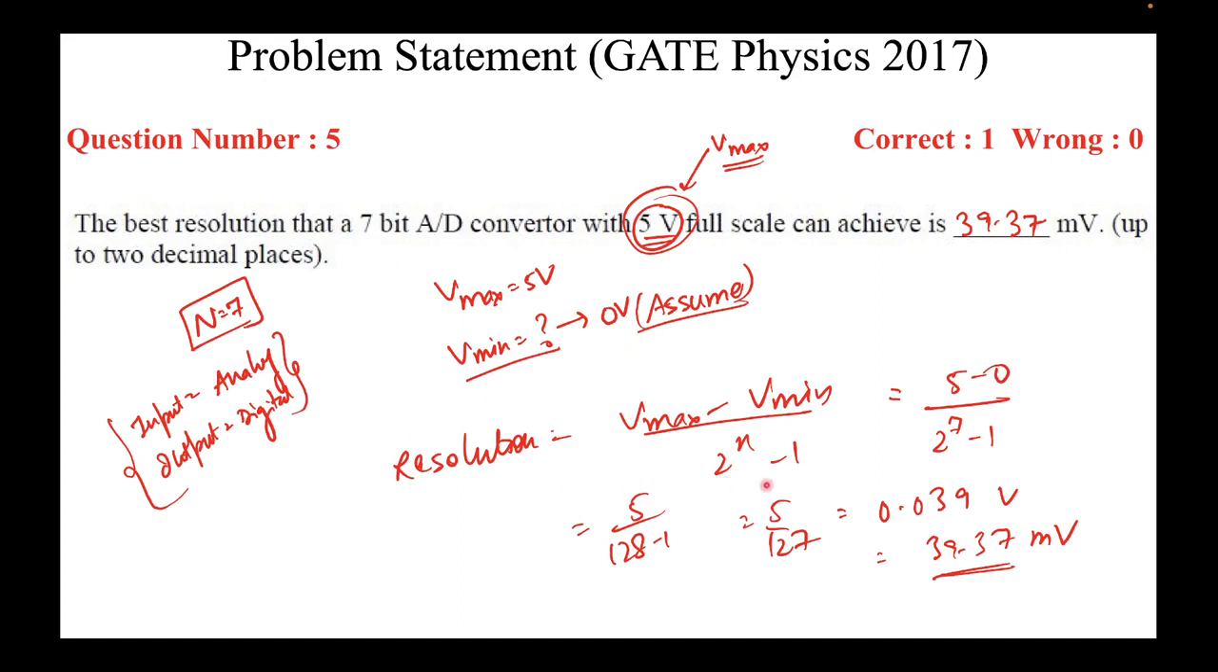Here is the formula for resolution. Now you put the value of V max as 5, V min as 0, and n as 7. So you get 5 minus 0 upon 2 to the power 7 minus 1. 5 minus 0 is 5, 2 to the power 7 is 128, so you get 5 upon 128 minus 1, which is 5 upon 127. And when I did the calculation, it came out to be 39.37 millivolts. Okay? Is it okay?